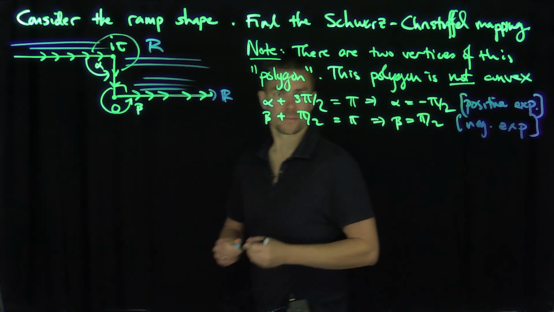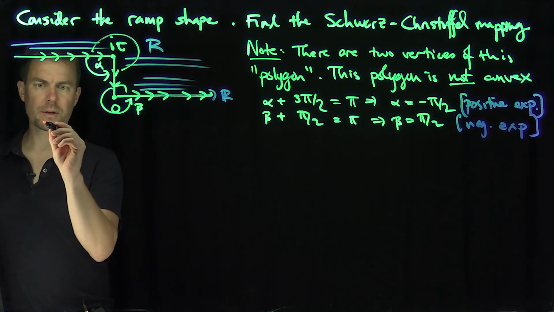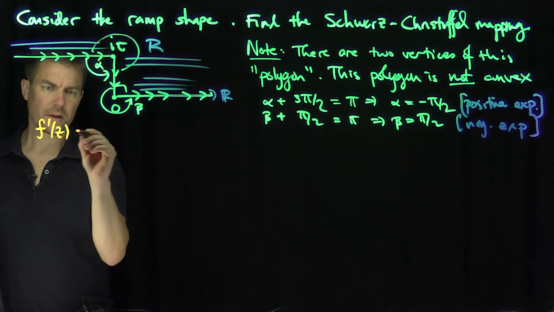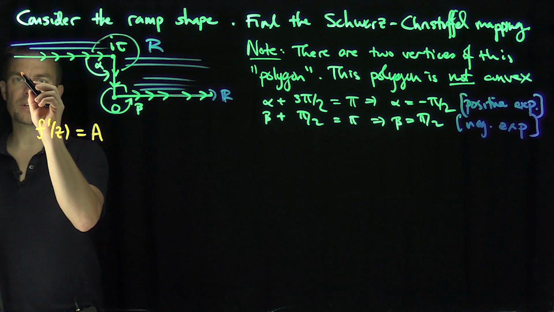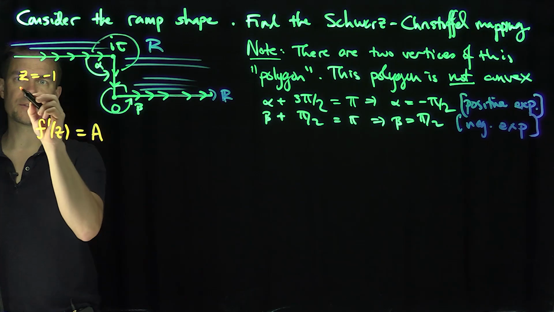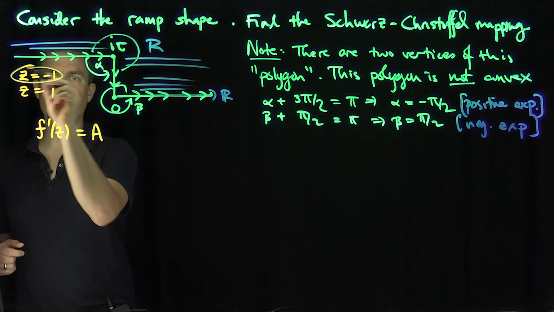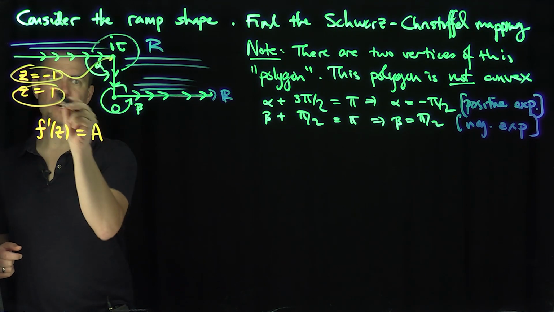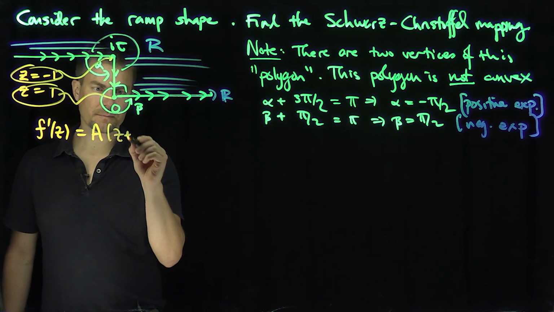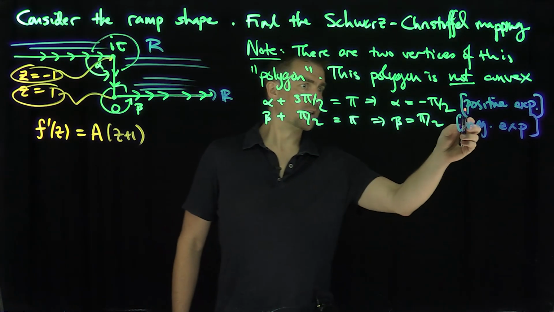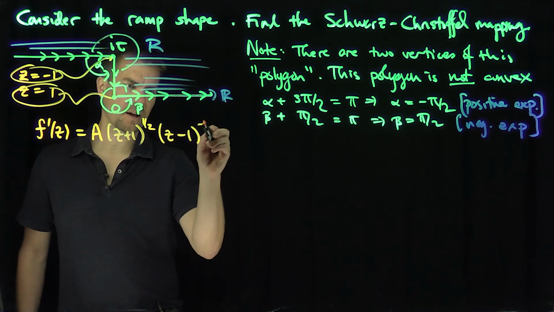Okay, great. And so now what's our Schwarz Christoffel transformation? f prime of z is some constant a. I'm going to choose my vertex points: z equals 1 and z equals -1 to be my points that map onto these things. So z equals -1 is going to map to this point over here, and z equals 1 is going to map to the origin. So f prime of z is a times (z plus 1) to the 1/2, a positive exponent, and then (z minus 1) to the -1/2.